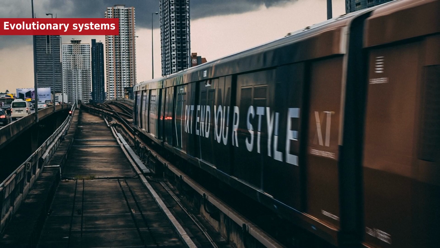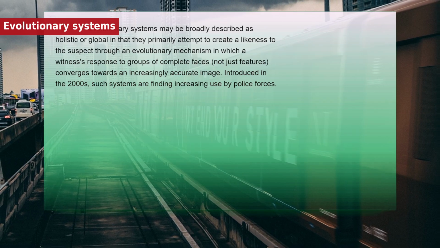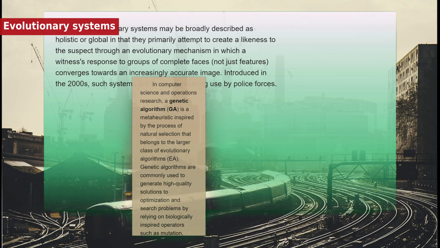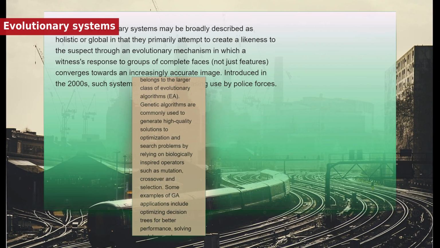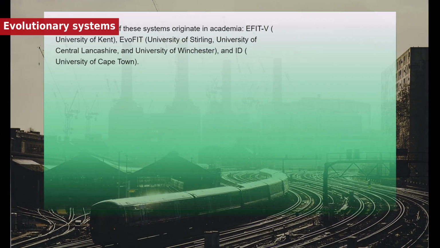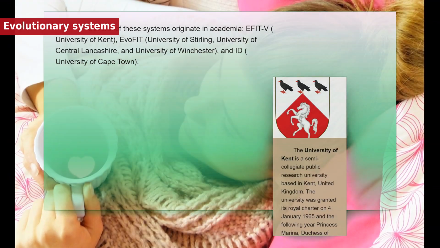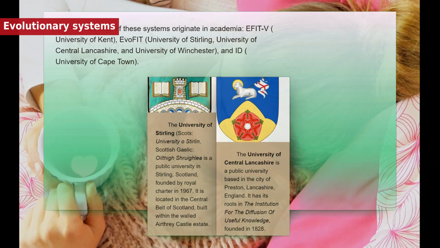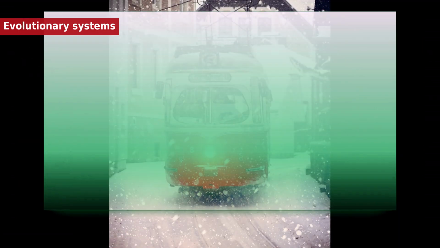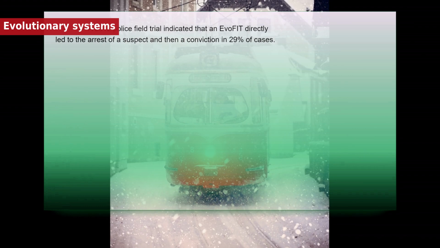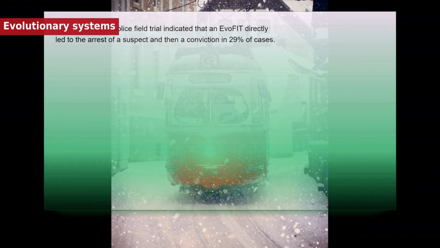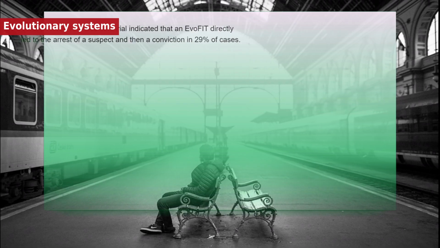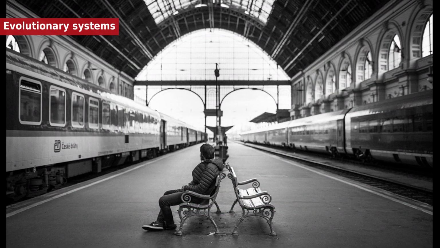Evolutionary systems may be broadly described as holistic or global in that they primarily attempt to create a likeness to the suspect through an evolutionary mechanism in which a witness's response to groups of complete faces converges towards an increasingly accurate image. Introduced in the 2000s, such systems are finding increasing use by police forces. Several of these systems originate in academia: EFIT-V, EvoFit, and ID. A 2012 police field trial indicated that an EvoFit directly led to the arrest of a suspect and then a conviction in 29% of cases.